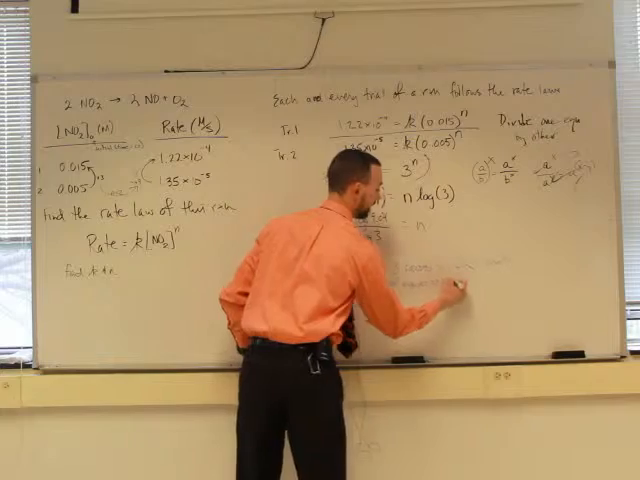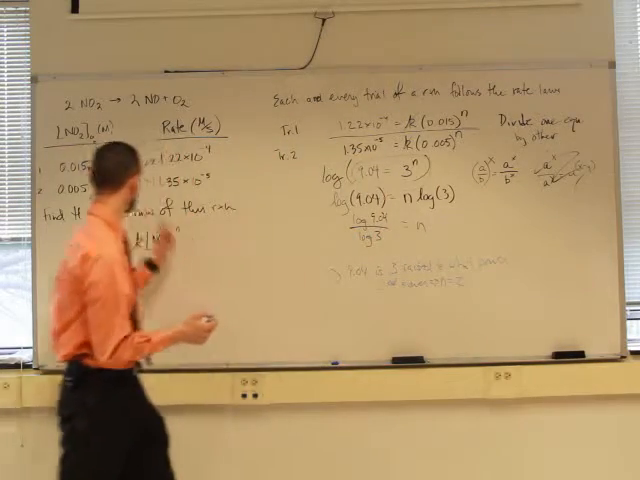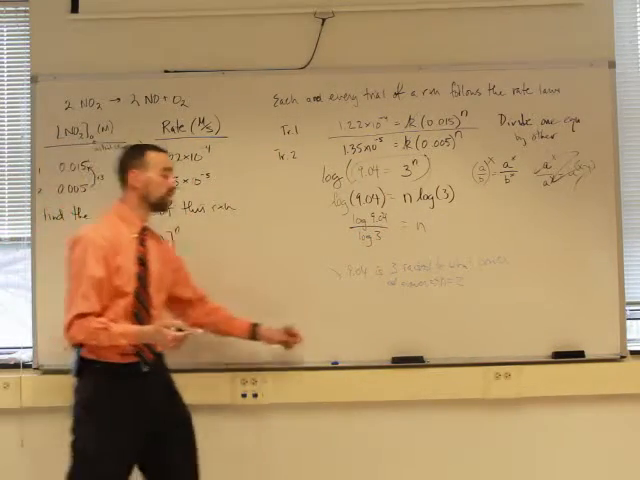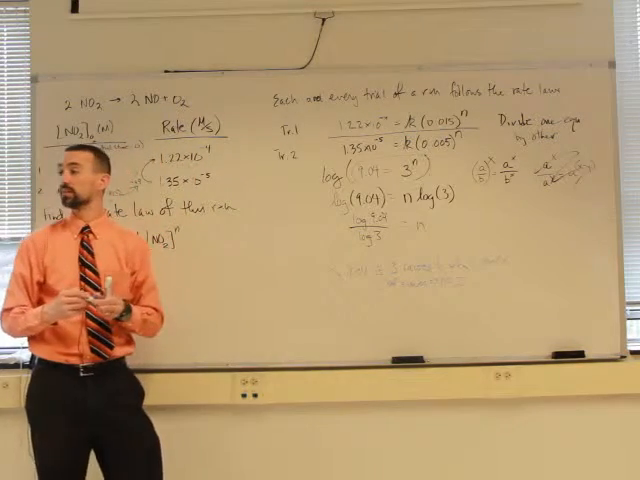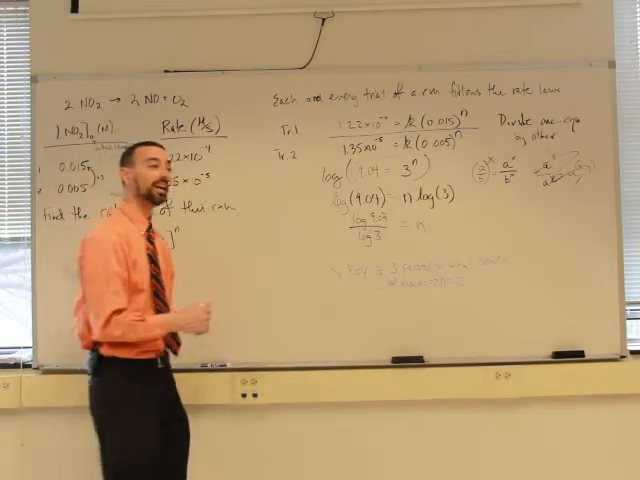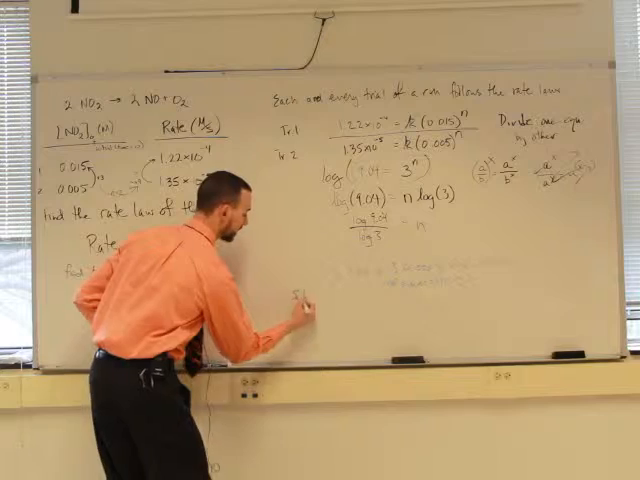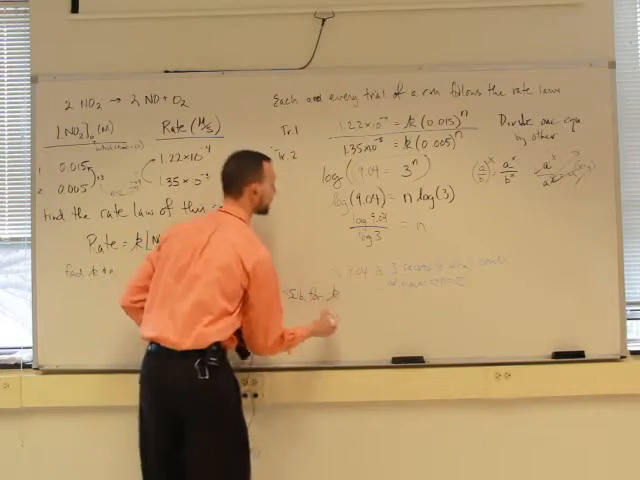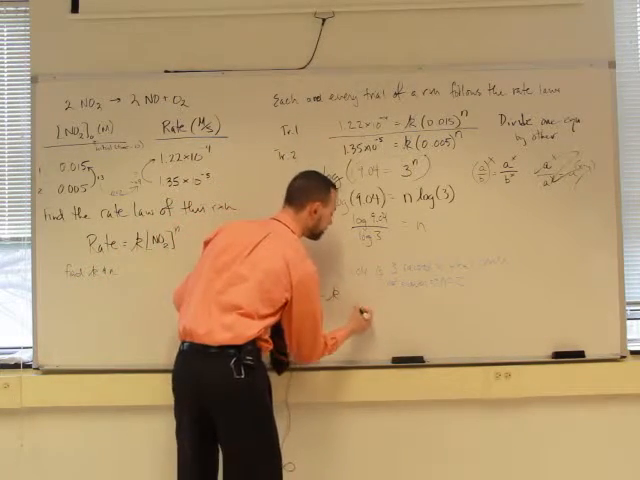Therefore, n is 2. And we've got the same conclusion that we had over here. Okay? Now, how do we get k? Now we substitute for k. So it doesn't matter which trial we choose now.